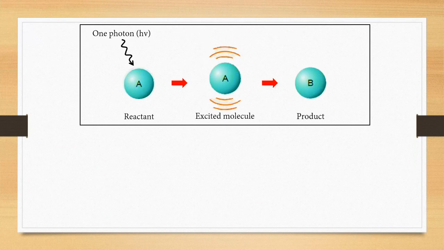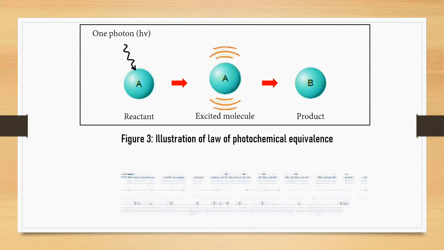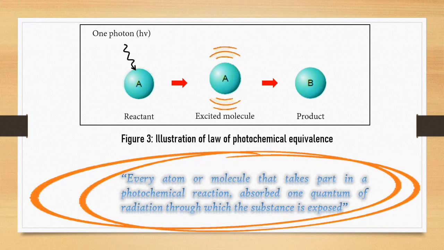You can see there is a picture illustrating the law of photochemical equivalence. One photon is absorbed by a molecule, then it achieves the excited state, and only then can it become a product. So we can conclude that every atom or molecule that takes part in a photochemical reaction absorbs one quantum of radiation to which the substance is exposed.